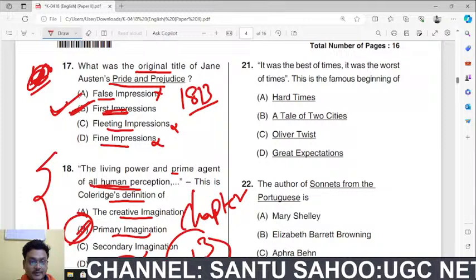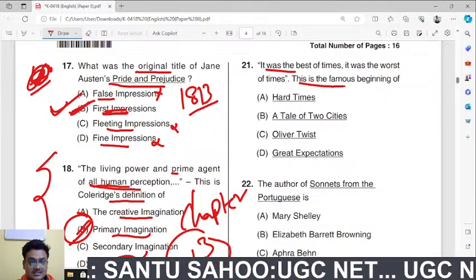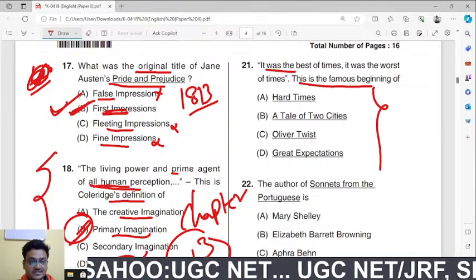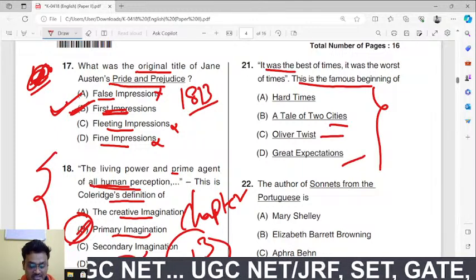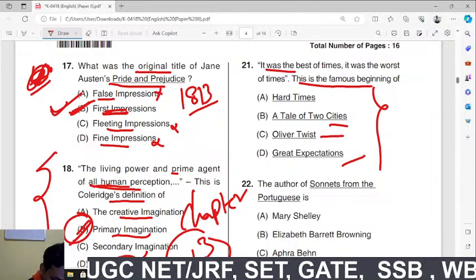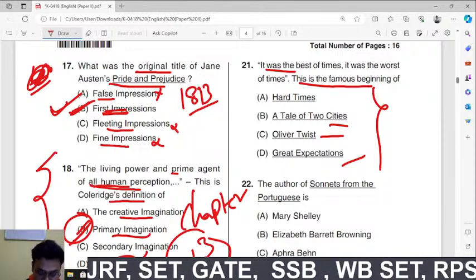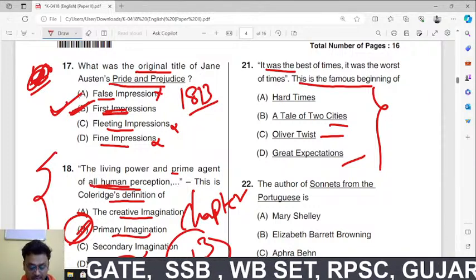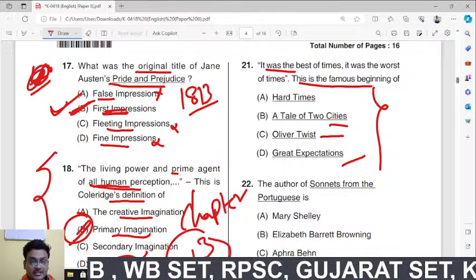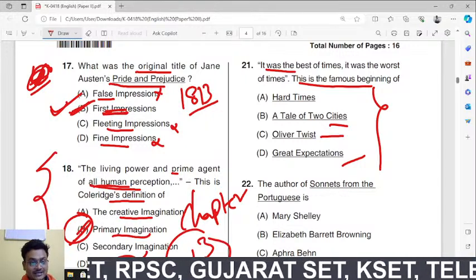So, it was the best of times, it was the worst of times. This is the famous beginning of Hard Times, A Tale of Two Cities, Oliver Twist, or Great Expectations. You all know that is the beginning of it. It was the best of times, it was the worst of times. Is it Hard Times?